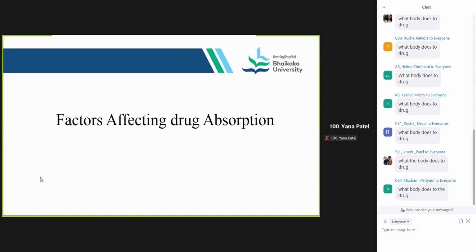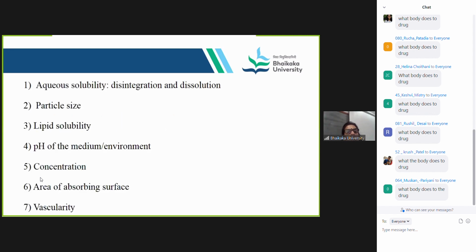There are certain factors which affect drug absorption. In the book it is given that the factors affecting drug absorption fall under three titles: pharmaceutical factor, drug factor, and biological factor. Here I have put the individual points. You have to see which point comes under the pharmaceutical factor, drug factor, or biological factor.